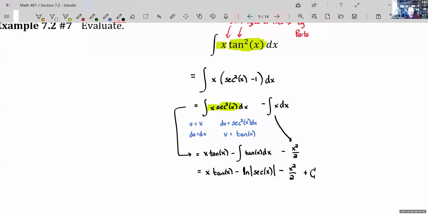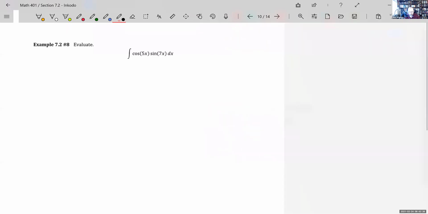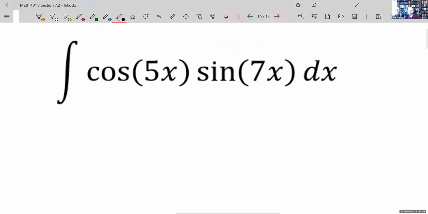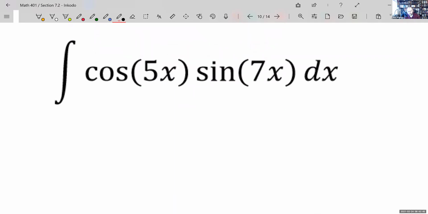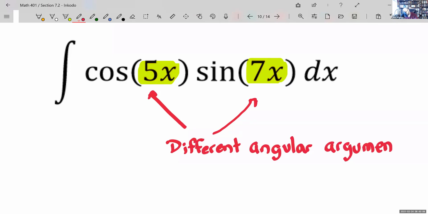I'm going to advance the page here. Okay, I included this one in here only because I had to. If I have an integral of a product of trig functions, specifically the sine and the cosine, and they're of different angles, different angular arguments, believe it or not, you're in luck.